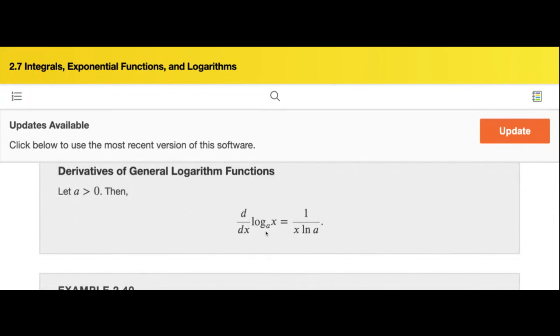The derivative of log base a of x equals 1 over x times ln a. Before, we had 1 over x. If it's log base e, we just have 1 over x because ln e is 1. But for any other base, we have 1 over x multiplied by 1 over ln a.